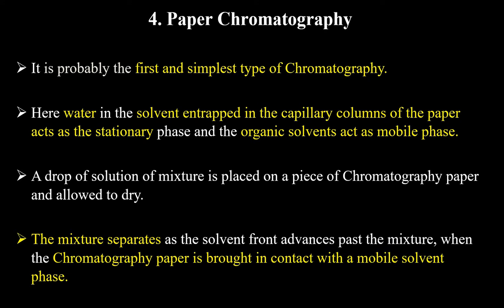A drop of solution of a mixture is placed on the piece of paper, that is chromatography paper, on the baseline, and then it is allowed to dry. The mixture separates as the solvent front advances and passes up the paper, when the chromatography paper is brought in contact with the mobile solvent phase, that is the solvent system.